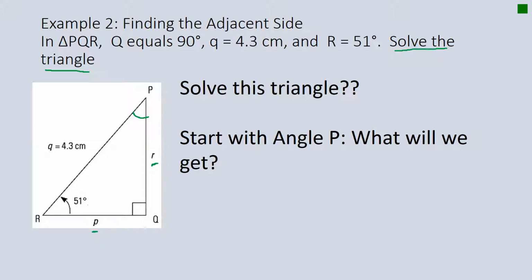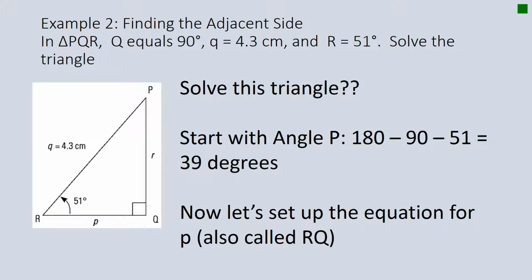Okay? So I'm going to start with angle P. You could start wherever you want. So what will you get? So you should know that you have a 90-degree angle, a 51-degree angle, and there's 180 total in a triangle. So we just subtract the 90 and the 51, and we get 39 degrees. Okay, so this is 39 degrees. Now, you now have two angles to work with to solve a side. You can start wherever you want. There is multiple ways to do this.